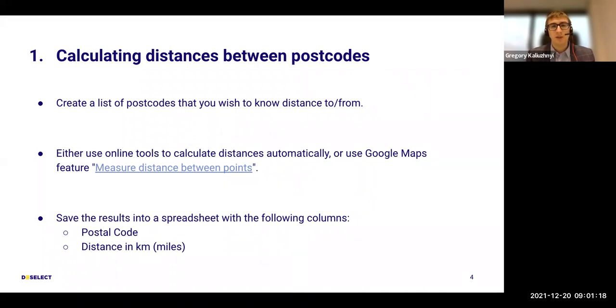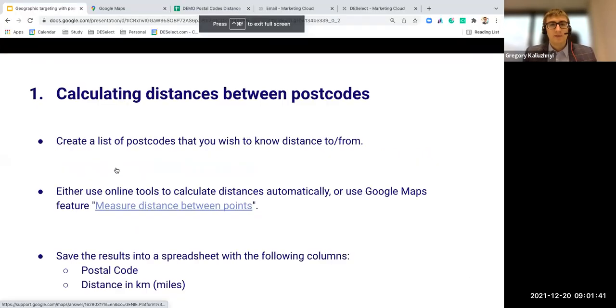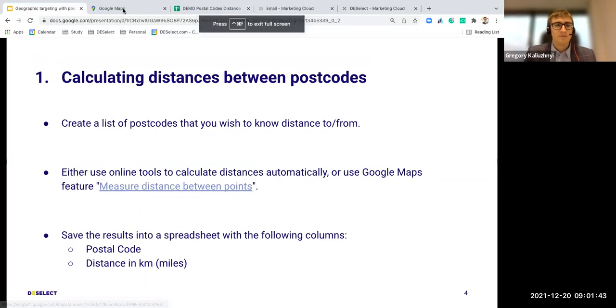If you think that you can cover all the regions in your city, but you apply different approaches based on the distance, then it makes sense to get the list of all the postal codes in your city. Then the next step would be to either use online tools to calculate distances automatically, or use the Google Maps feature called measure distance between points. And I would like to briefly show you how that works.